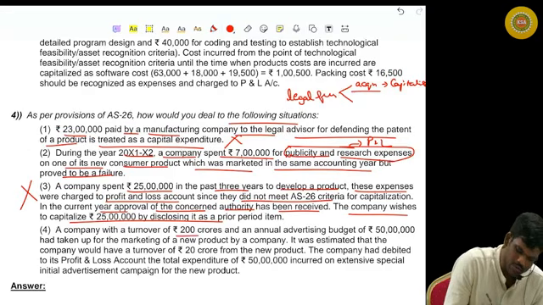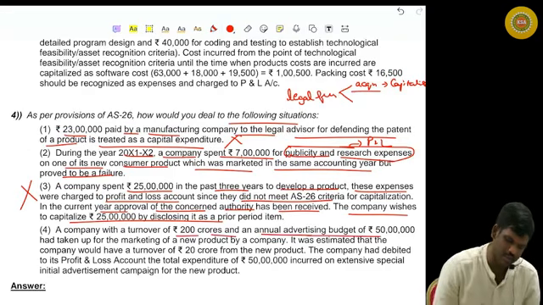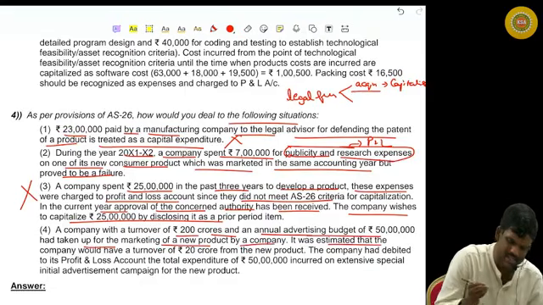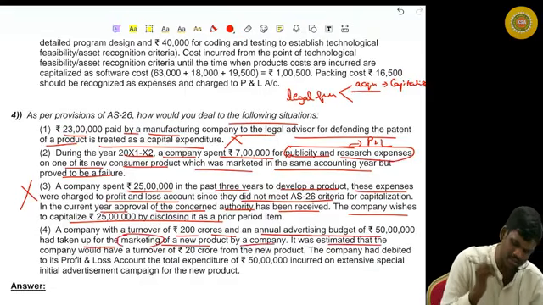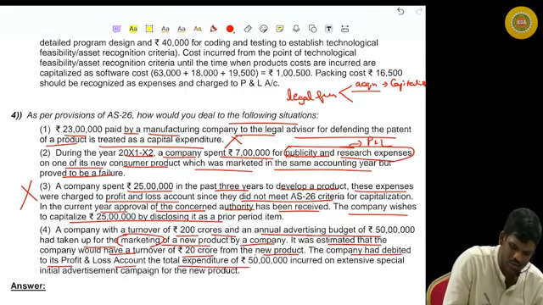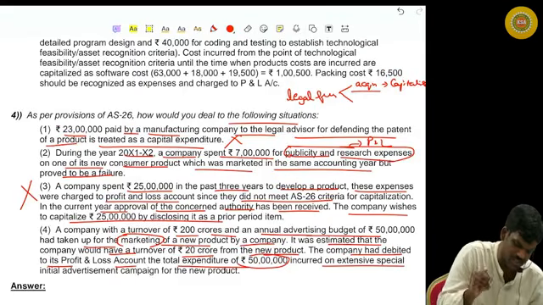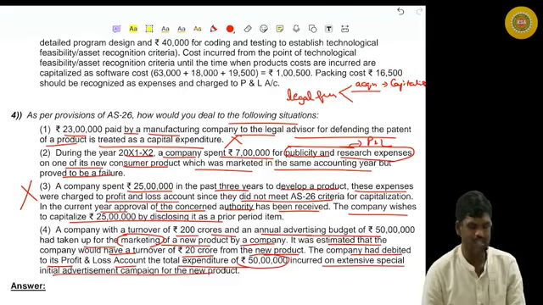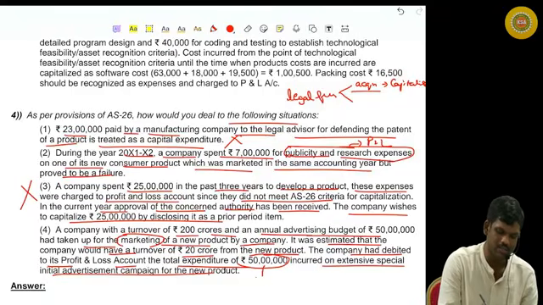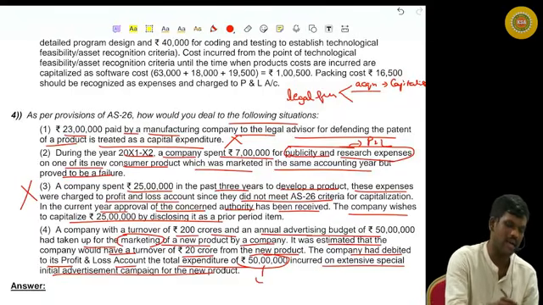A company with a turnover of 200 crores and an annual advertising budget of 50 lakhs had taken up marketing of a new product. Again, see, marketing expenditure. It was estimated that the company would have a turnover of 20 crores from the new product. The company had debited to its P&L account the total expenditure of 50 lakhs incurred on an extensive special initial advertisement campaign. Whatever you do, advertisement campaign, 50 lakhs should be charged to P&L.